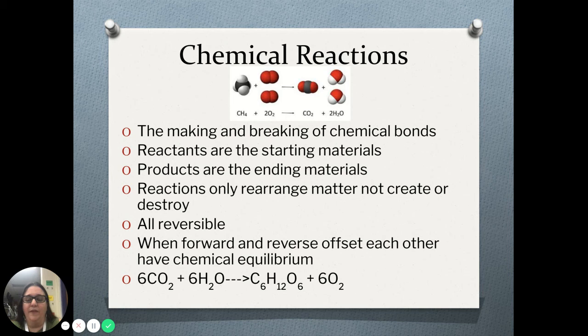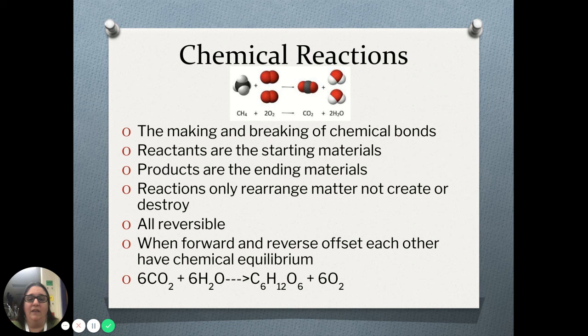And so one thing that's important to remember is that reactions can only rearrange the matter. They can't create or destroy it. So if there's only 4 hydrogens on one side, you can't all of a sudden make a hydrogen on the product side. Okay. The reaction itself can look reversible, but not all of them can be undone.